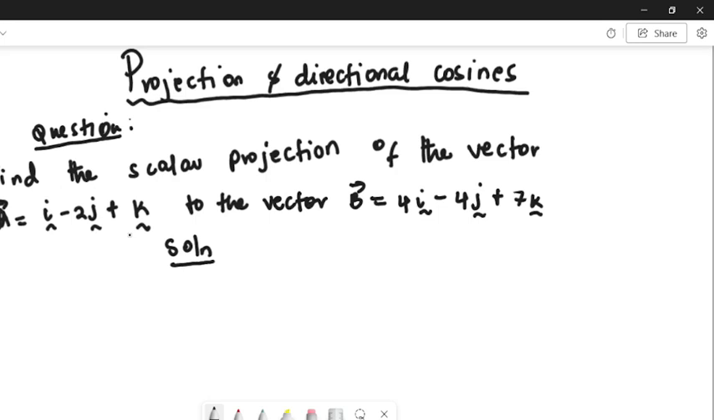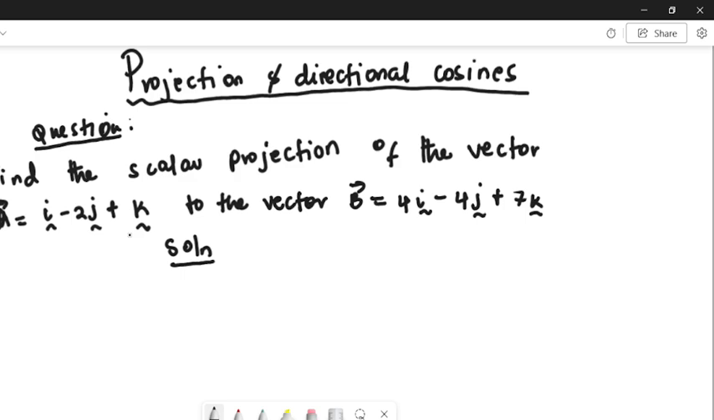Hello and welcome. Today we are handling projection and directional cosines. It's still under vectors basically. We have a question here: find the scalar projection of the vector A, which is i minus 2j plus k, onto the vector B, which is equal to 4i minus 4j plus 7k.